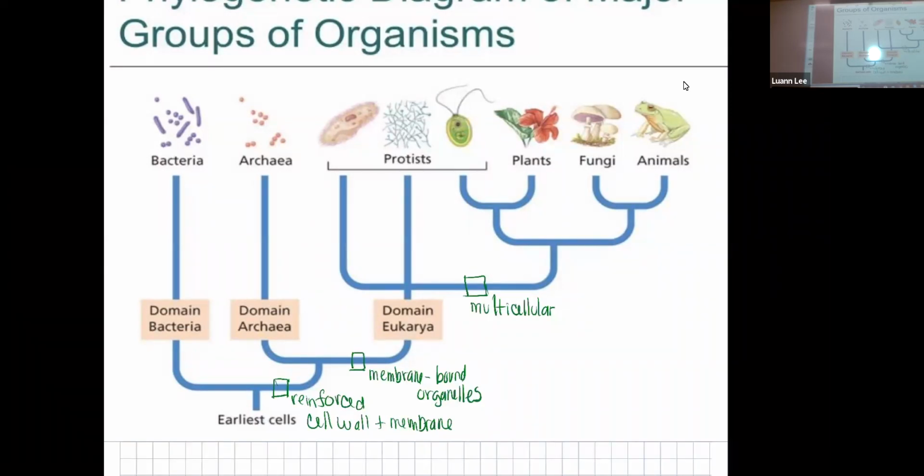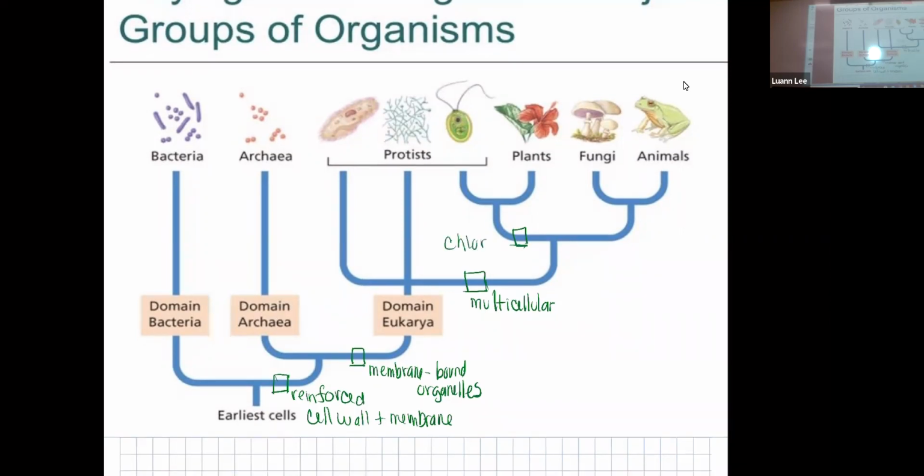And one of those branches had chlorophyll. And they were known as autotrophs. What does it mean to be an autotroph? Anybody know? Who knows? Really, you don't know? Yeah, they can make their own food.